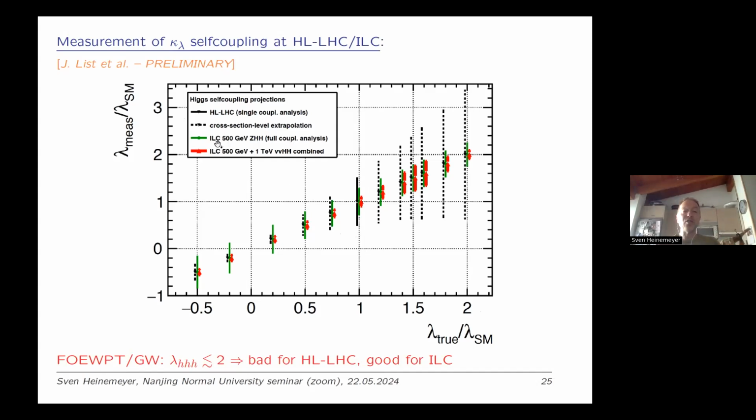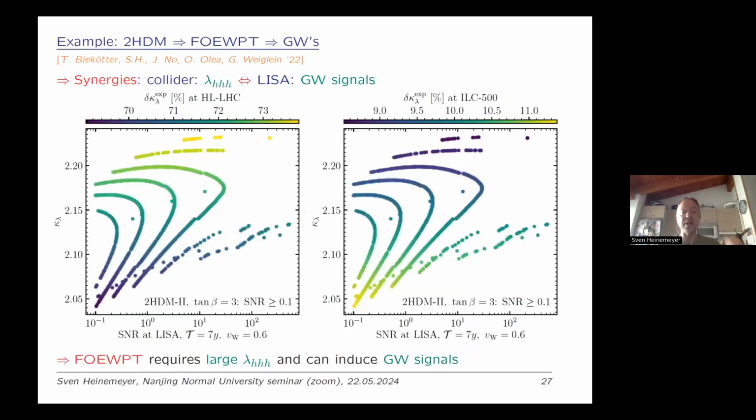Green is the determination at the ILC 500, and one can see that here we profit from the fact that the cross-section goes up and the relative uncertainty actually goes down. Red would be ILC 500 plus 1 TeV, where we get to even smaller uncertainties over here, but let's focus on the green lines here. Remember, the requirement of a first-order electroweak phase transition gives us that kappa lambda is around 2, a little bit smaller than 2, which is, as you can see here, bad for the high luminosity LHC, but good for the ILC.